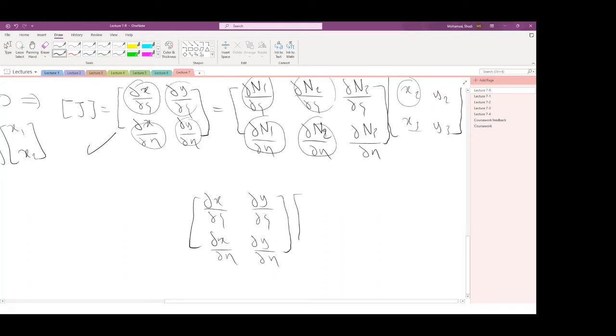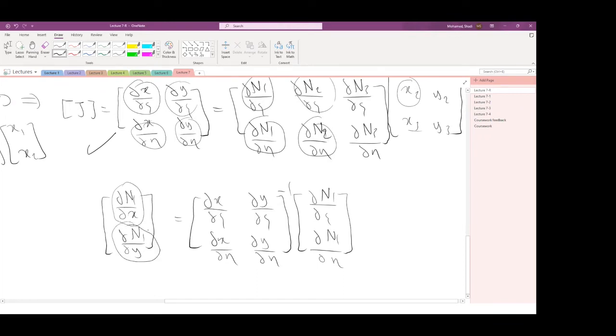This will be multiplied by the derivative of n1 with respect to psi, and the derivative of n1 with respect to eta, and it will give you the derivative of n1 with respect to x, and the derivative of n1 with respect to y. Now, obviously this is the inverse. If you do that, you have n1 with respect to x and n1 with respect to y. You need to repeat the same thing for n2 and n3.